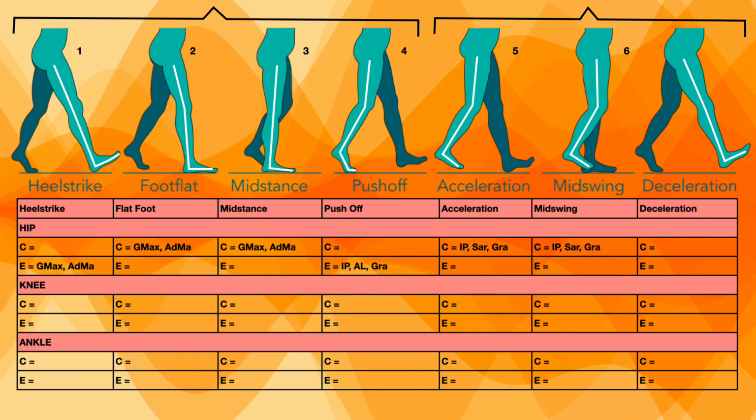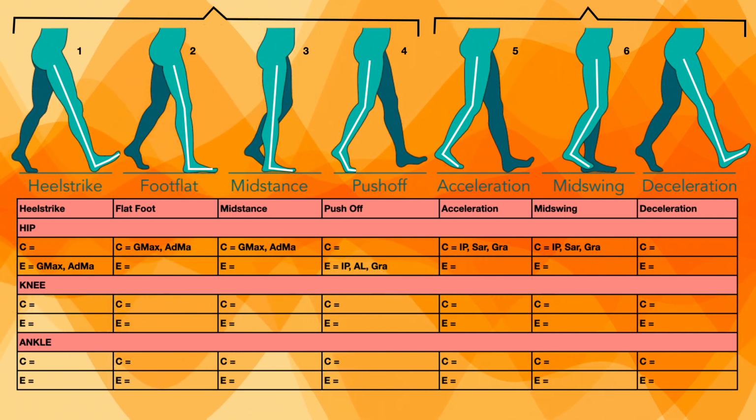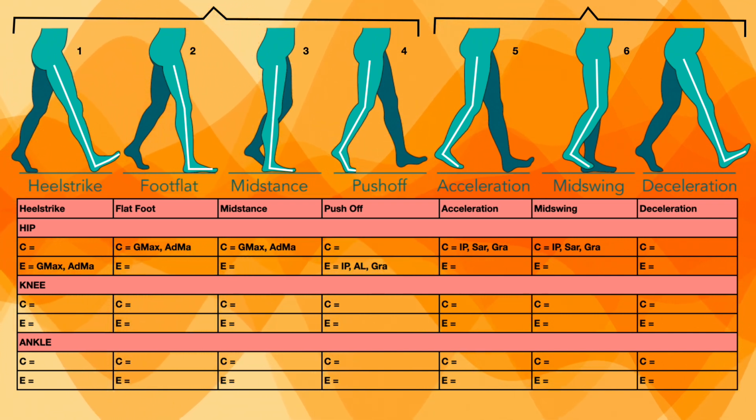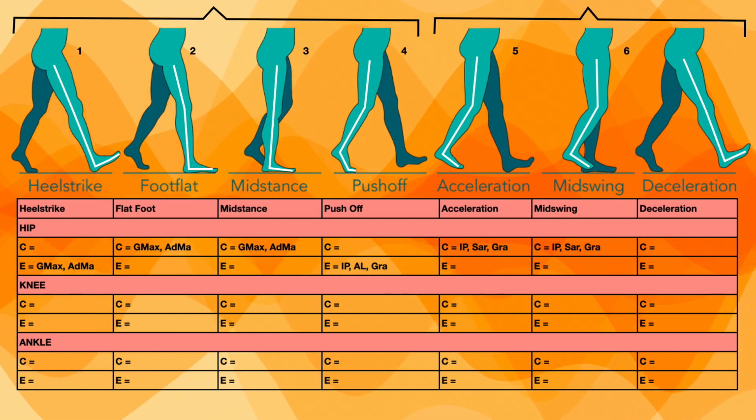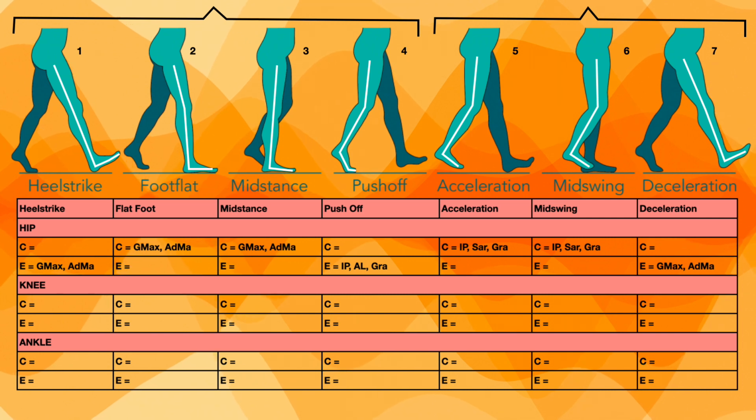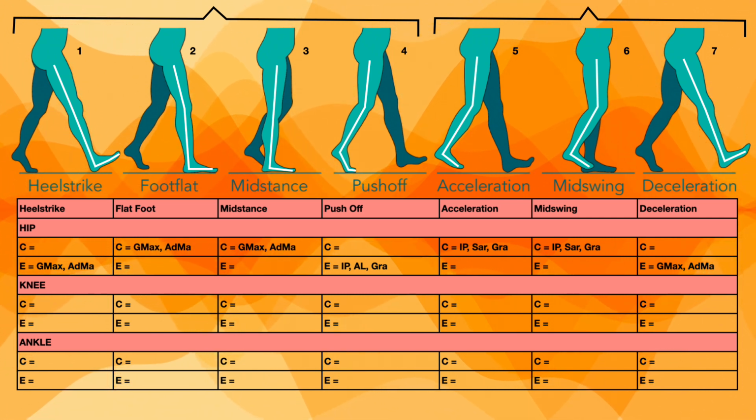and in this phase we will prepare for the next stance phase, that is the first phase, heel strike. So now the hip will again start going from flexion into extension and the extensor muscles will start preparing themselves. So again there will be an eccentric contraction of gluteus maximus and adductor magnus muscle. So this was about the activity of the hip.